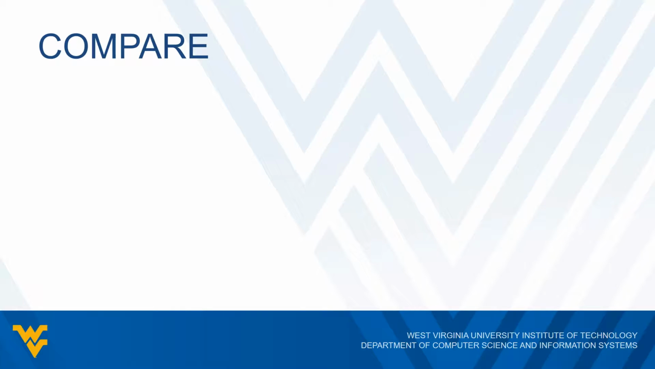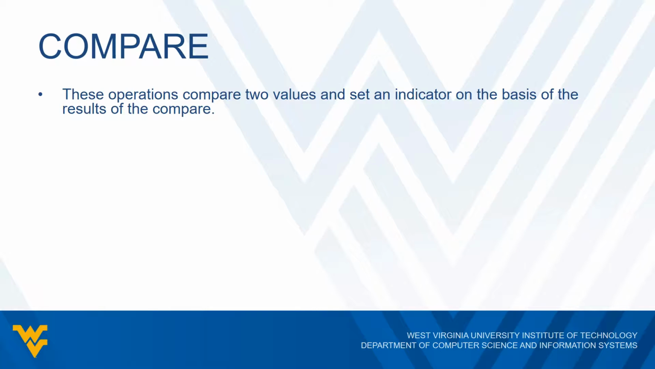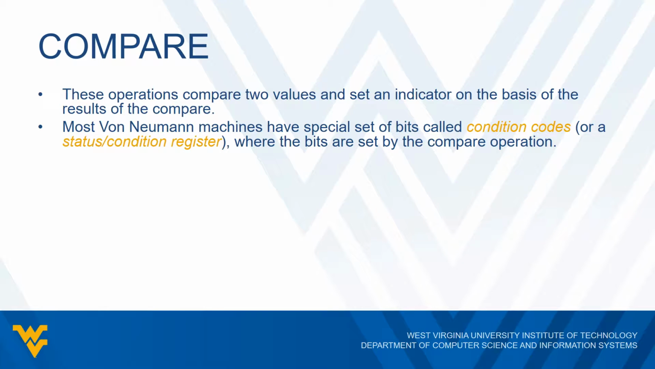The third basic class is called compare. These operations will compare two values and set an indicator on the basis of the result of the compare. Now, most von Neumann machines will have a special set of bits inside the processor, which we call condition codes. Sometimes it's a special register called a status register or a condition register. But the idea is that these bits are set by the compare operations.